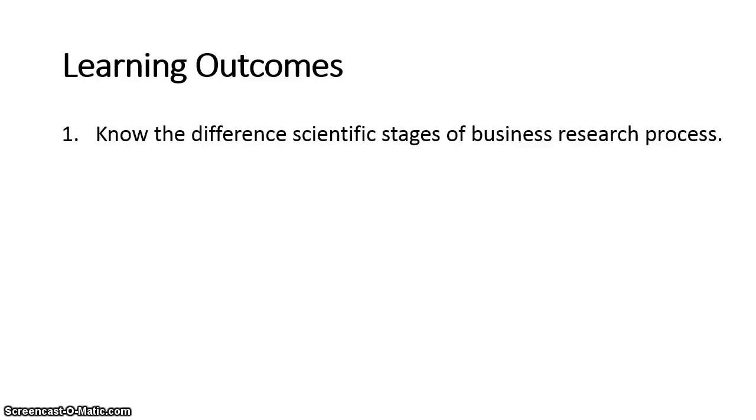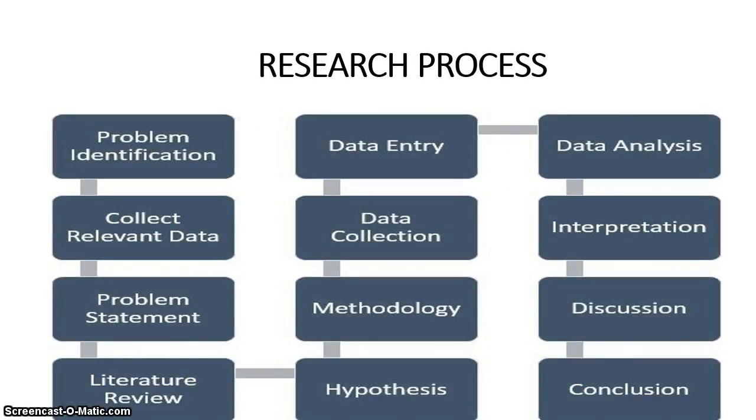Learning Outcomes. Number 1. To know the different scientific stages of business research process. Research process. As you can see, there are 12. I would say there are 12 steps.